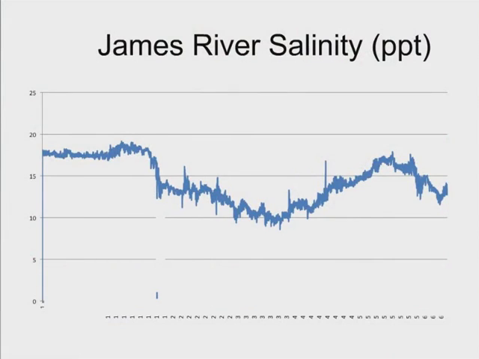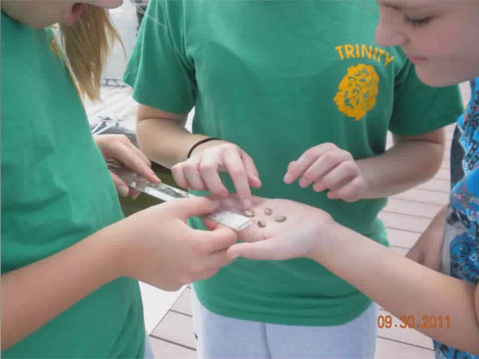This is just a sample of what a graph may look like when the year is over and the kids have recorded all of their data. This is also a really good experience for them, just learning how they need to be accurate in their measurements and record it accurately. So this is one for salinity. And another picture of the kids measuring the oysters. Oyster spat.